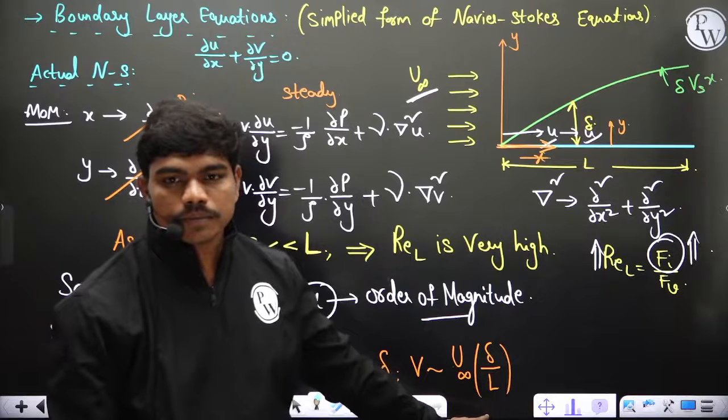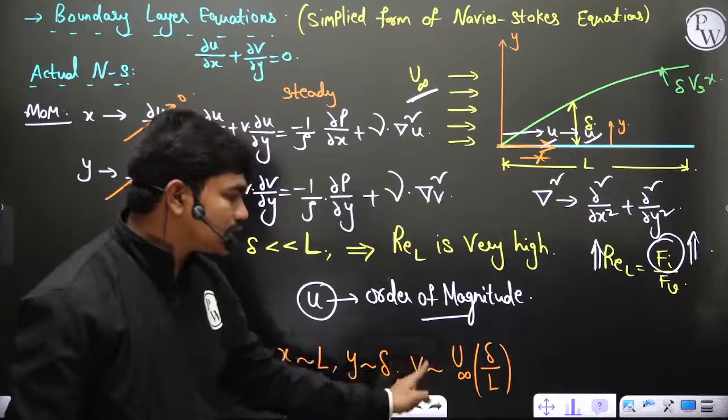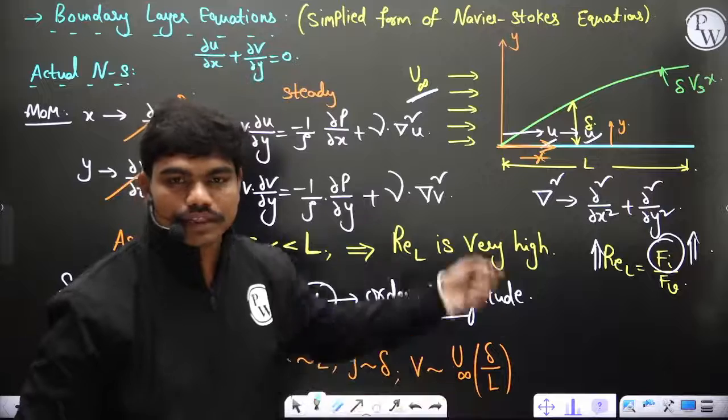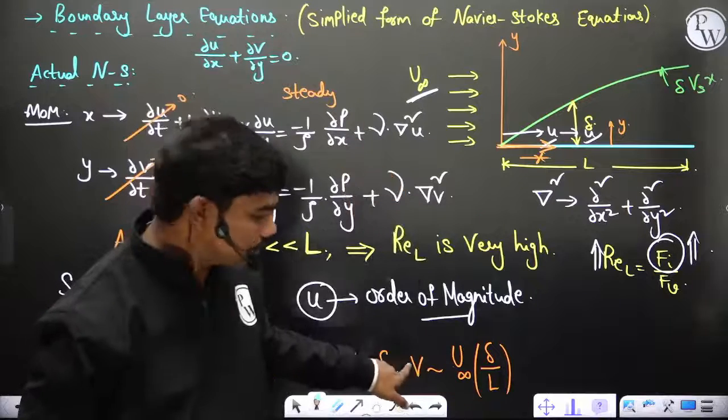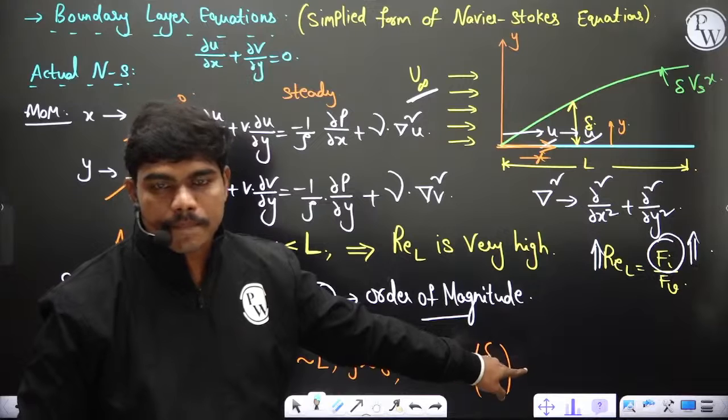Is this term clear? Every other term you can understand easily, but this is the slightly non-intuitive term. That's why you cannot tell this directly, but with a bit of logic you can understand that v can be scaled to u infinity delta by L. Correct?